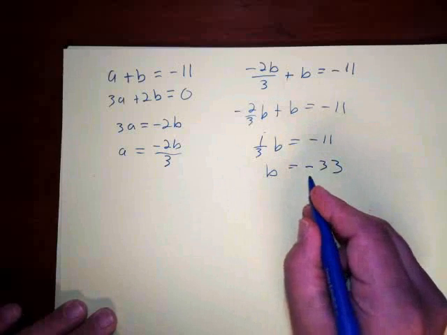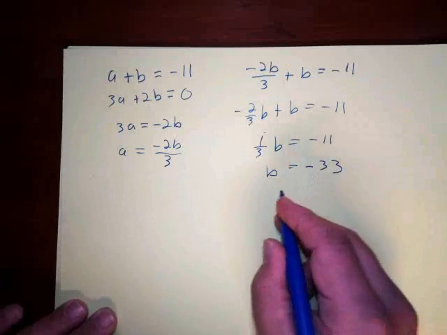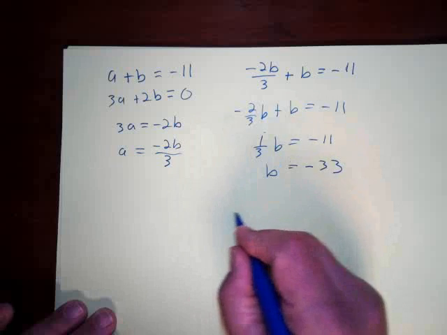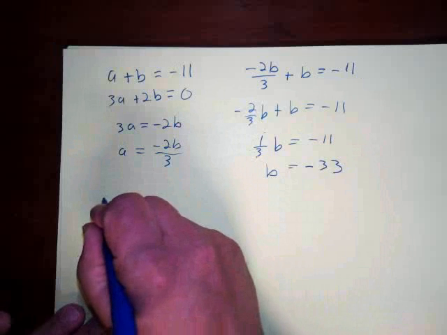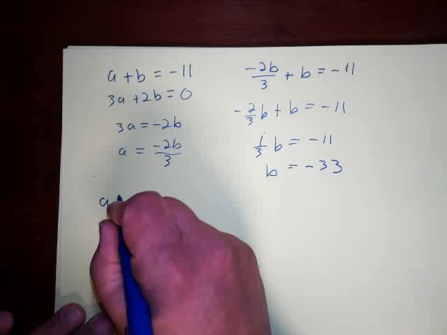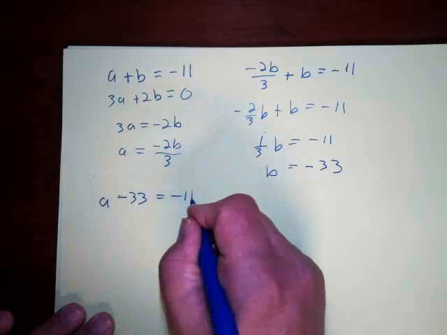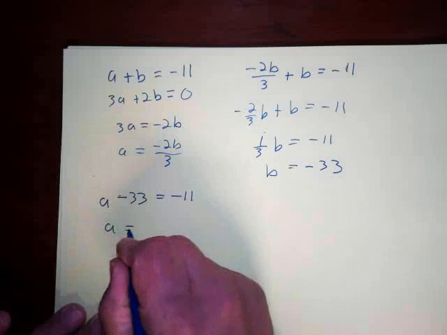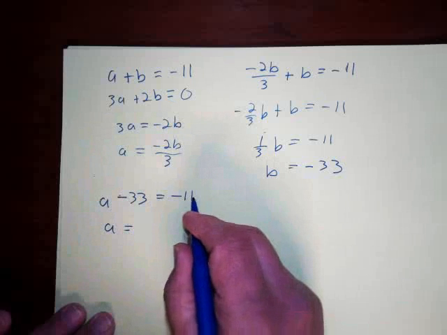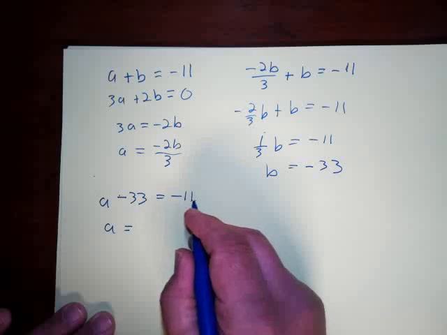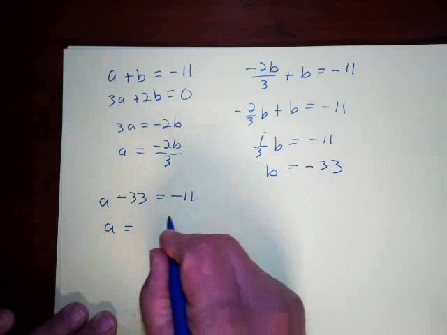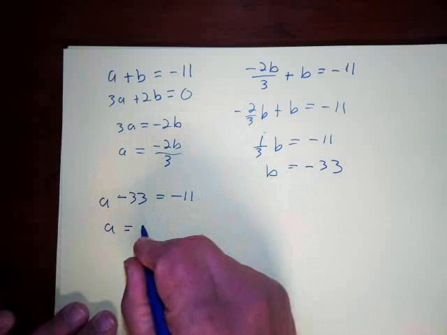So now I got b, right? So I can plug that back in here. So a minus 33 is equal to negative 11. So a is equal to 33 plus a negative 11, or 33 minus 11, which is 22.